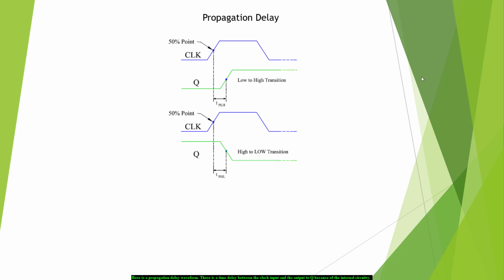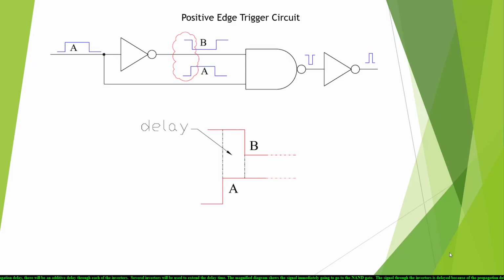Here is a propagation delay waveform. There is a time delay between the clock input and the output to Q because of internal circuitry. This is a positive edge trigger circuit.